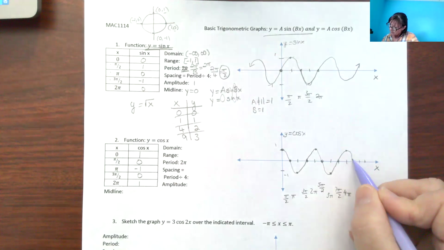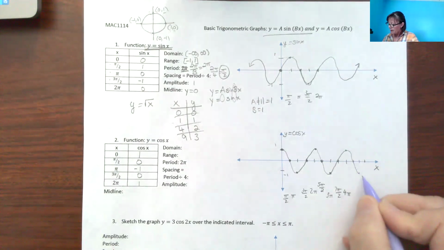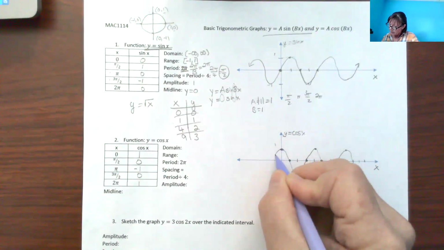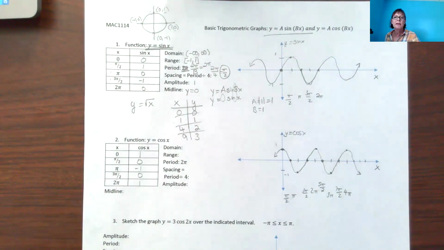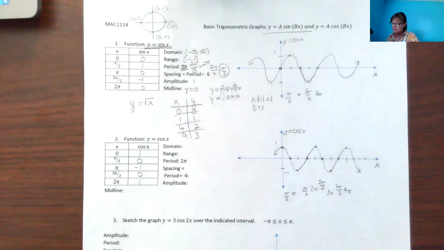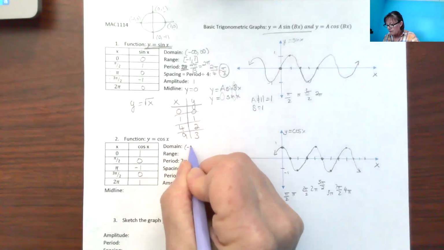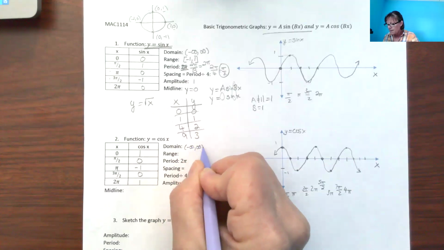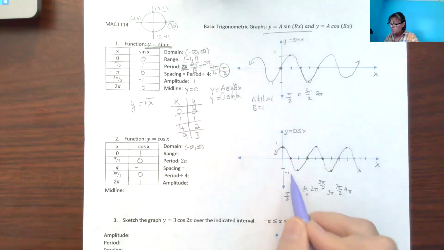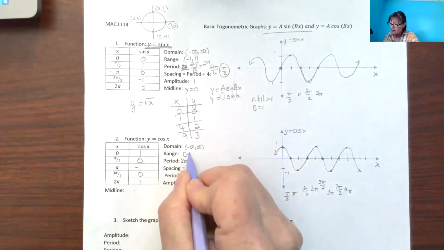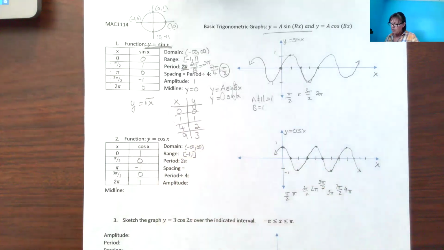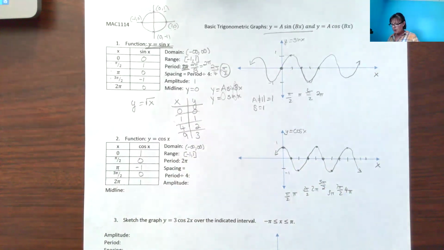And it will keep going forever and forever. So the domain of the cosine graph is also -infinity to infinity. The range is the same as sine, from -1 to 1. And the period is 2 pi.